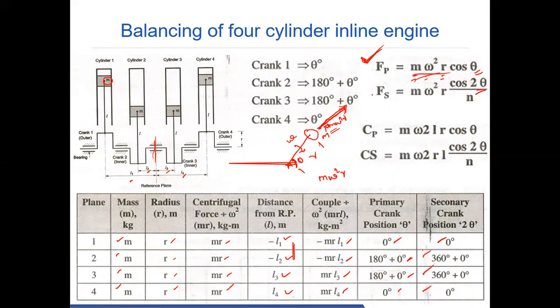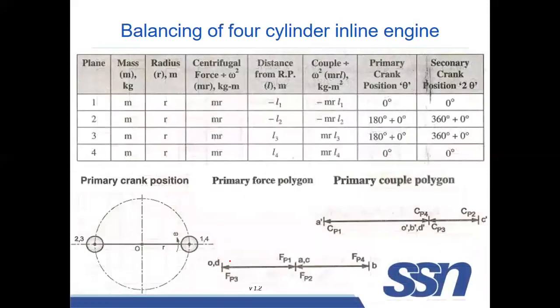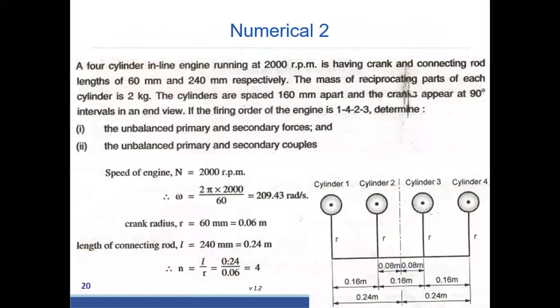By this table, we will be able to draw the primary couple polygon, secondary couple polygon, primary force polygon, and secondary force polygon. All those things we can draw. We can find the unbalanced force. Now we will discuss one problem.